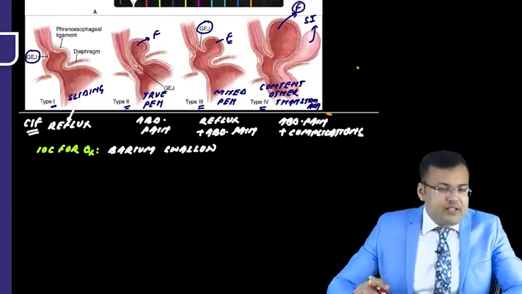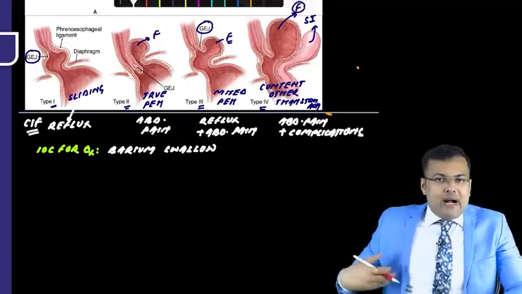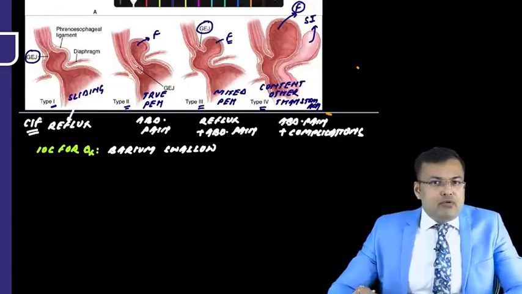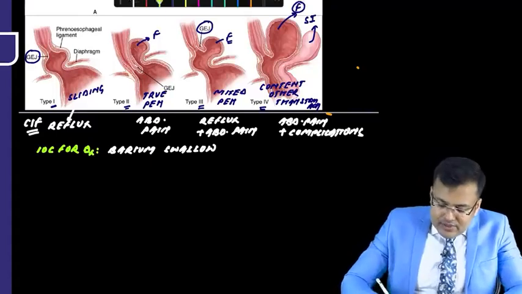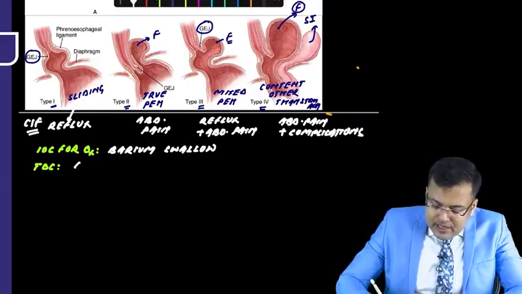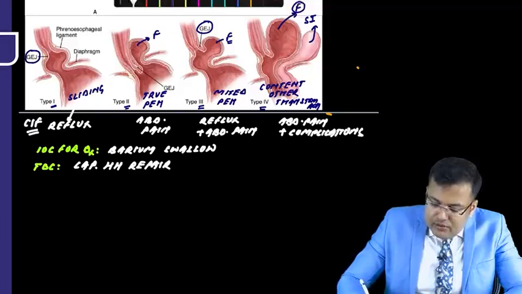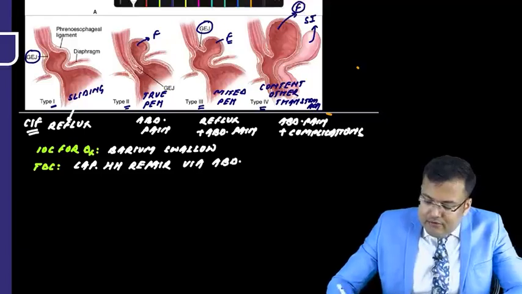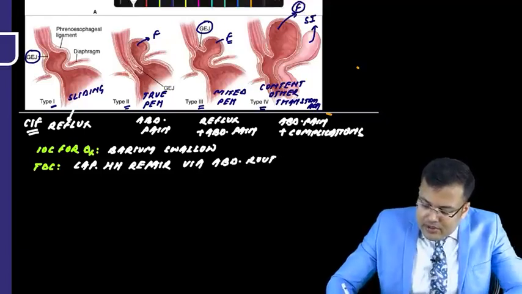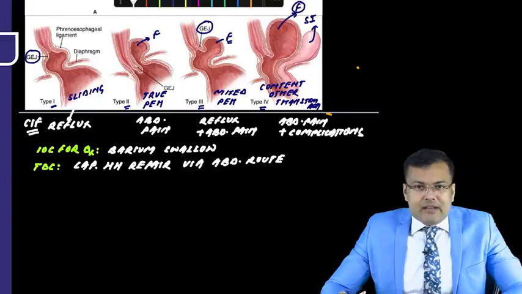And how are we going to treat it? Just like hernia, we have to perform hiatus hernia repair via which route? Abdominal route, and it is laparoscopic repair. So the treatment of choice is laparoscopic hiatus hernia repair via the abdominal route. Clear? This is the treatment of hiatus hernia.